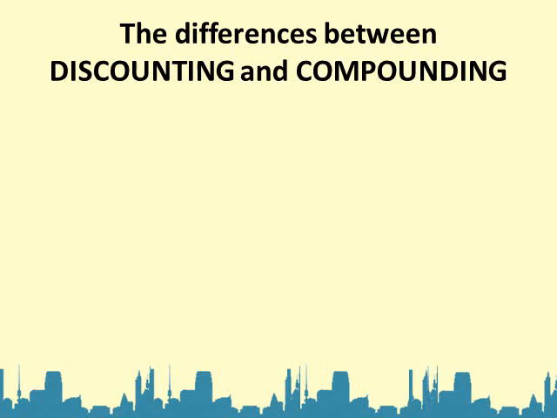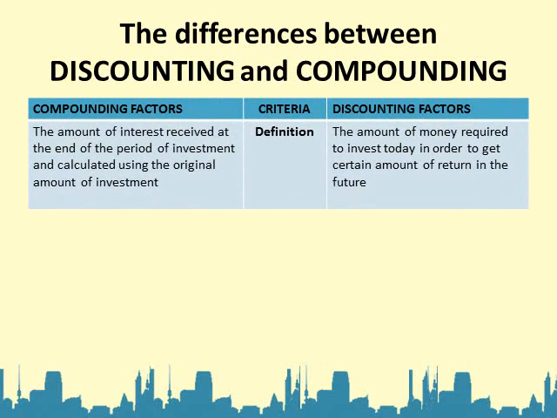Next we look at the differences between discounting and compounding factors. First, we look at the definitions. For compounding, it is the amount of interest received at the end of the period of investment, calculated using the original amount of investment. So compounding is more about how you invest and then calculate the amount at the end of the period of investment. That's a compounding factor.